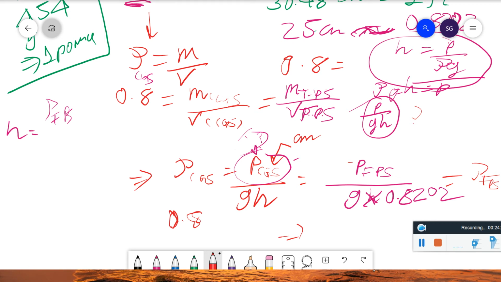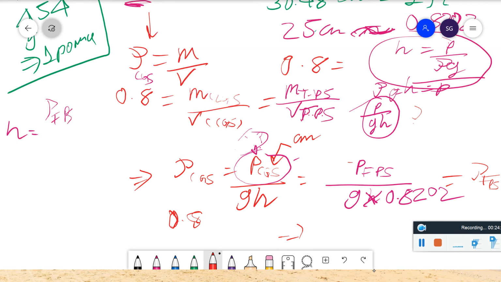So rho FPS will be something like, here this G is 9.81, so it will be P FPS upon 9.81. Sorry, I will just use the same color. And one more thing, we are already forgetting one thing, that this G is 9.81 meter per second square.